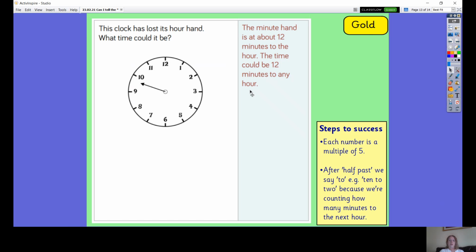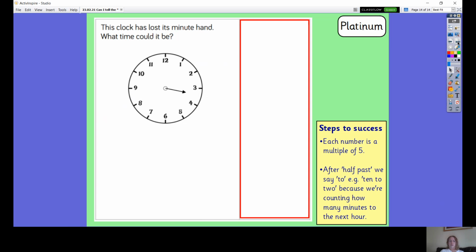Okay, so let's have a look. The minute hand is at about 12 minutes to the hour. So the time could be 12 minutes to any hour. So you could pretty much have put any time, 12 minutes to whatever hour you want would have been a correct answer. So you could have had 12 minutes to 12, put your little hour hand nearly at the 12. Could have been 12 minutes to 1, so you could have had your hour hand just near coming up to the 1, 12 minutes to 2, 12 minutes to 3, 12 minutes to 4, all the way around. So lots of different answers that you could have given there. The main part of that was working out that that was 12 minutes to something.